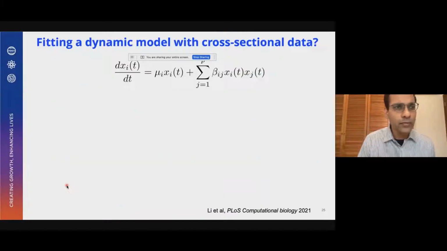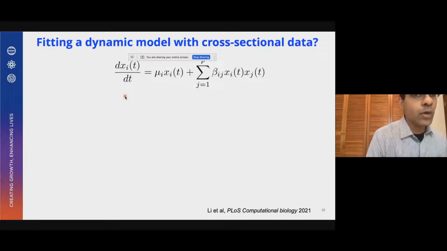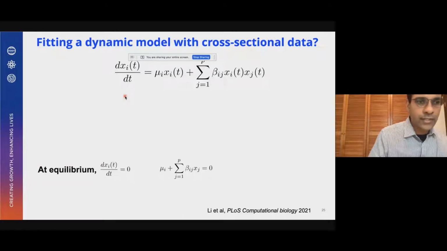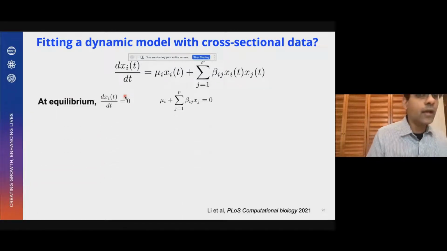So how do you fit a dynamic model with cross-sectional data? If most of the data that you have is really cross-sectional, and your models only fit time series data where you can estimate dx_i/dt using numerical differentiation, then how useful are these models? So we challenged ourselves and said, well, can we do something cute or interesting with cross-sectional data? And yes, we can, but we have to make a very strong assumption. The strong assumption at the starting point is that the model is at equilibrium for all the species, or many of the species that we are trying to study.